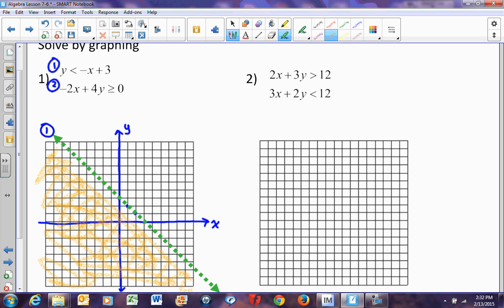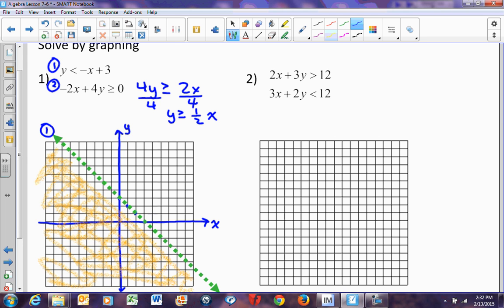The second inequality, I need to solve for y. I can't use intercepts because I only get 1 point no matter what I do. If I put in 0 for x, I get 0 for y. And if I put in 0 for y, I get 0 for x. So you can't use the intercepts. So I will have 4y is greater than or equal to 2x, divided by 4, divided by 4. Y is greater than or equal to 1/2 x.